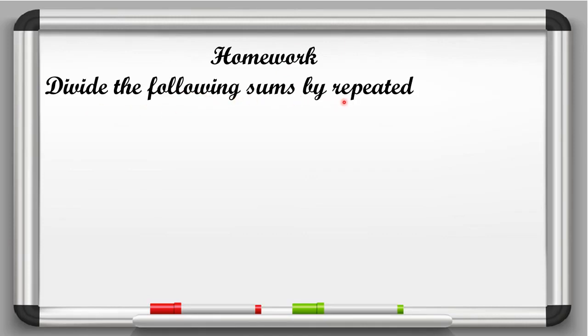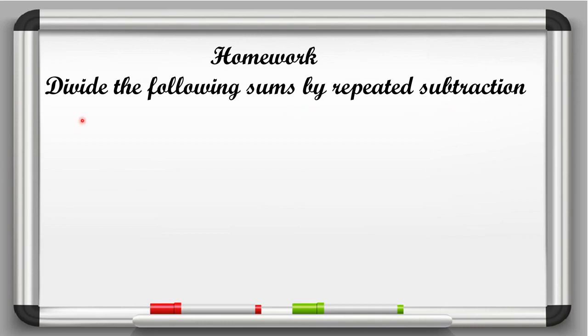Now today's homework. Divide the following sums by repeated subtraction. So beta, today you have to do these sums by repeated subtraction. First of all, you have to make 2 lines format. Okay. Proper 2 lines format. Then you have to write day, date, okay, and HW. Then you have to solve these sums by repeated subtraction.